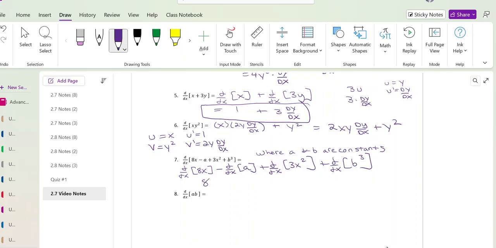So here it's 8. If a is a constant, then it's just 0. The derivative with respect to x here of 3x squared is 6x. And then this is also 0 because it's a constant. So it's equal to 6x plus 8. And here the derivative of a times b would just be 0 because it's a constant.